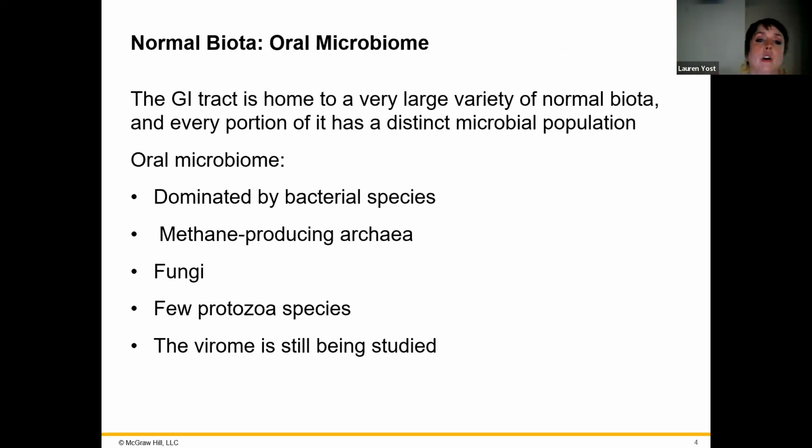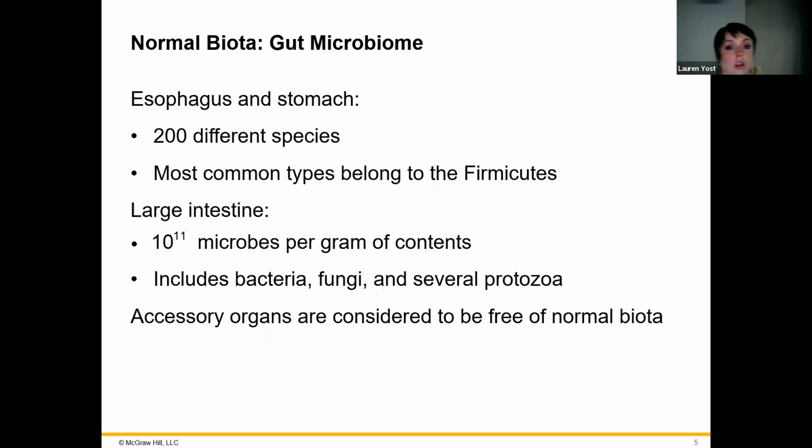In your oral biome, we normally have bacteria. There are some methane-producing archaea. We can also have fungal species, usually the yeasts, and some protozoa species too. And the virome too. For your whole body, you probably have viruses that are involved in your microbiome, but we don't know anything about them right now, and so we usually leave them out of the talk. But one thing that's not normally part of your GI system biome is helminths. Never helminths.